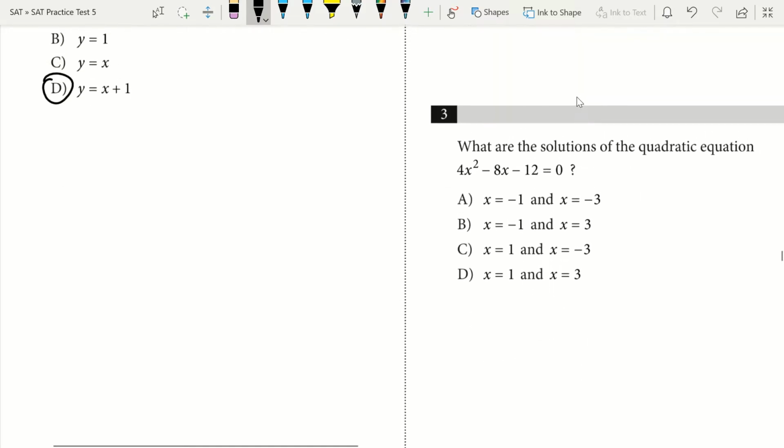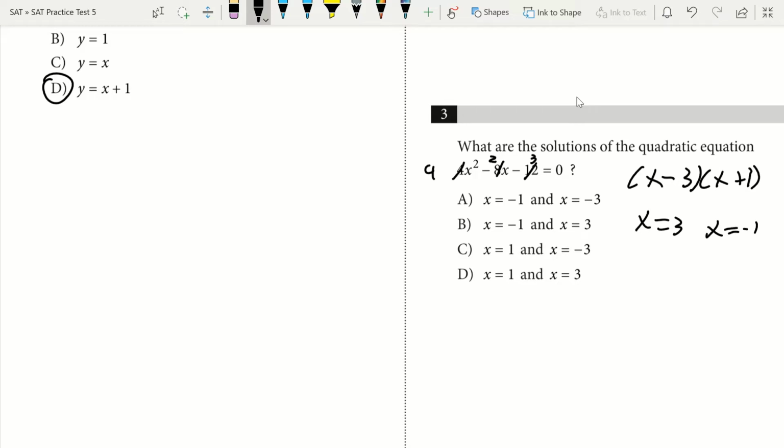Question 3, what are the solutions of the quadratic equation 4x squared minus 8x minus 12? I can factor 4 out here because they're all multiples of 4, and that'll leave me with x squared minus 2x minus 3. I can factor that, and I can say that that's going to be x minus 3 times x plus 1, which means that my solutions then will be x equals 3 and x equals -1, which is answer choice B.